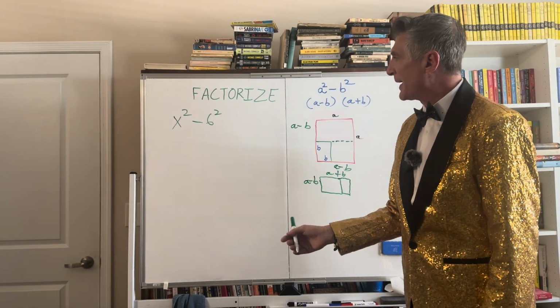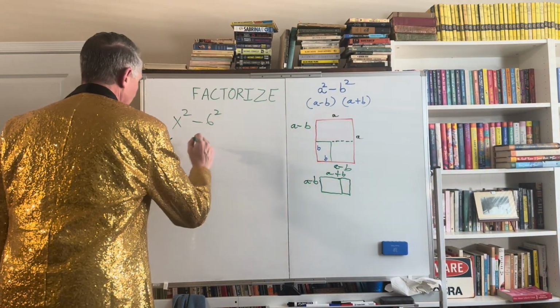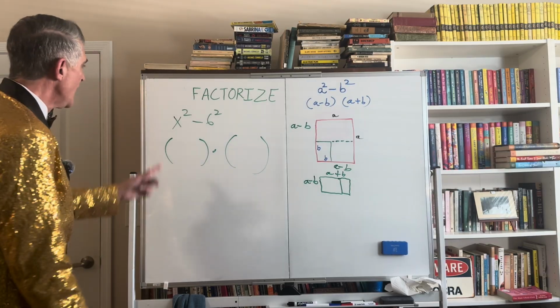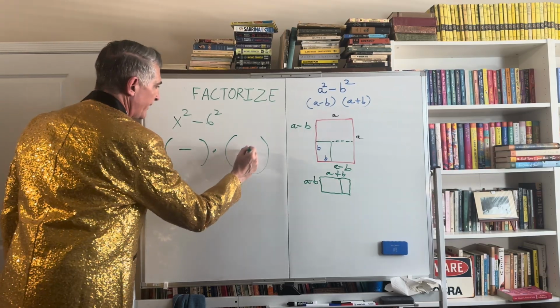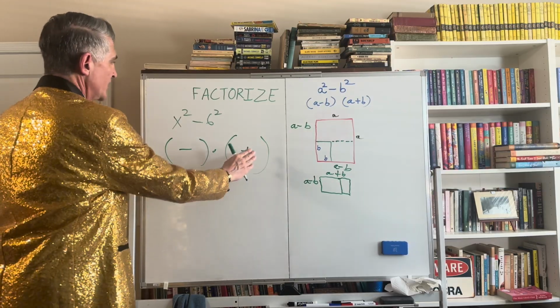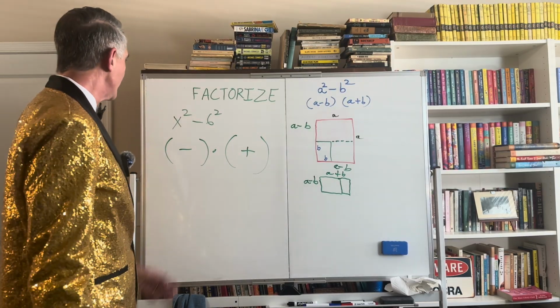We've got x squared minus 6 squared. How do we factorize this? Well, we're just going to have 2 parentheses here, going to multiply by another parentheses, aren't we? Right. So we know we're going to have a minus in one. We're going to have a plus in another one. If you're new to this kind of factorization, plus can be over here. I can swap these symbols around. That's no problem. That does not matter in this case.